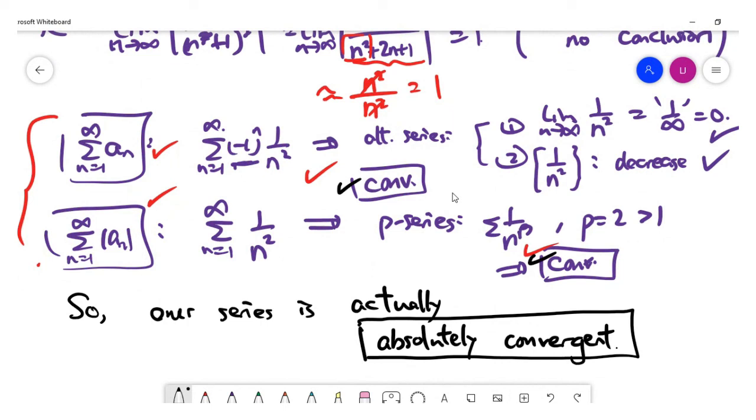And it's only one example when the ratio is 1. Of course, when the ratio is 1, it can happen that both series are divergent, or maybe it can happen that it is conditionally convergent. And that's the end of this video.